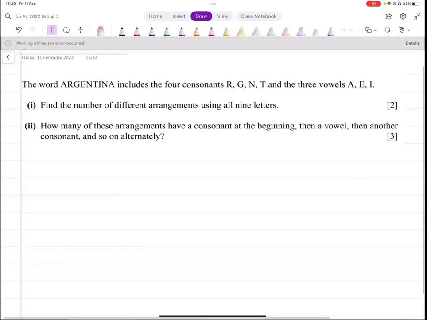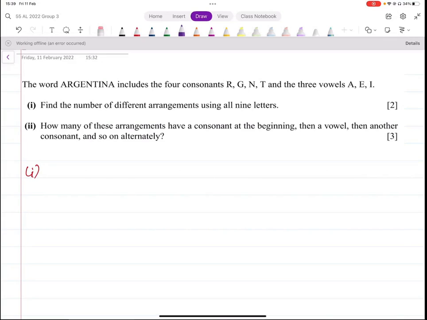So the word Argentina includes 4 consonants, R, G, N, and T, and 3 vowels that are A, E, and I. Find the number of different arrangements using all 9 letters. So how do we do that?